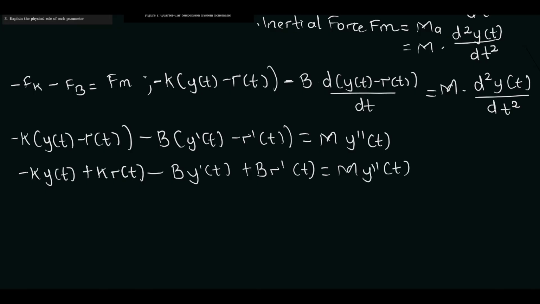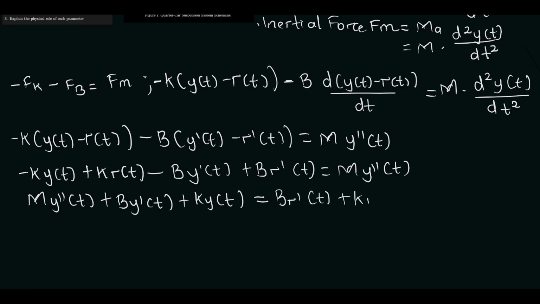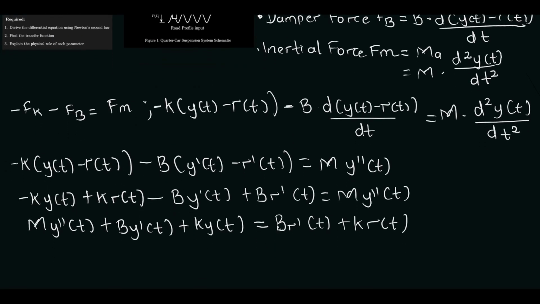Rearranging the equation, you have M y double prime plus B y prime plus K y is equal to your B r prime plus K r of t. So note that this one came here and became plus, and this one came here. Like this, we have gotten our differential equation using Newton's second law.